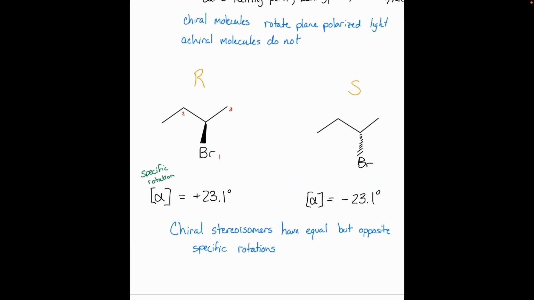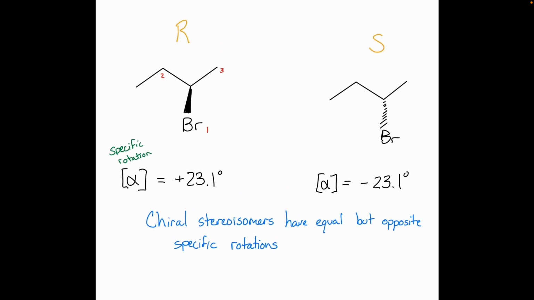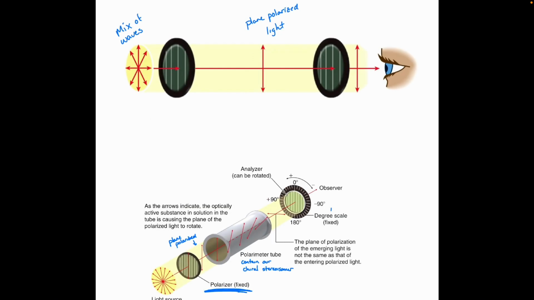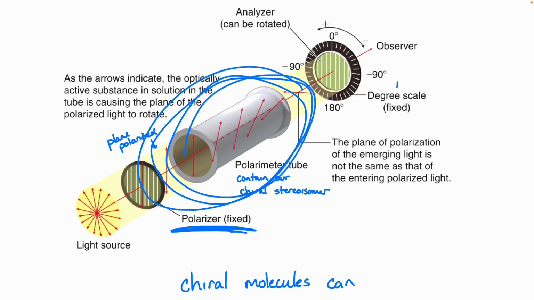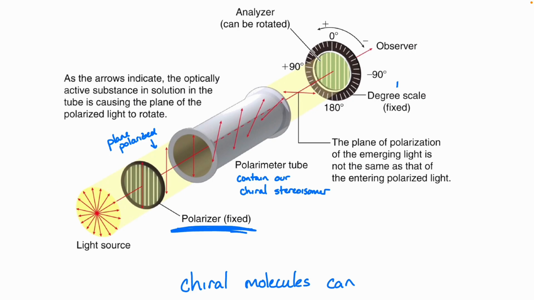Cool? All right, so again, we have this instrument. If we put a particular stereoisomer in our sample tube right here, it will rotate that plane polarized light. And if we swap it out for the other stereoisomer, it'll rotate it in the other direction by that same amount.